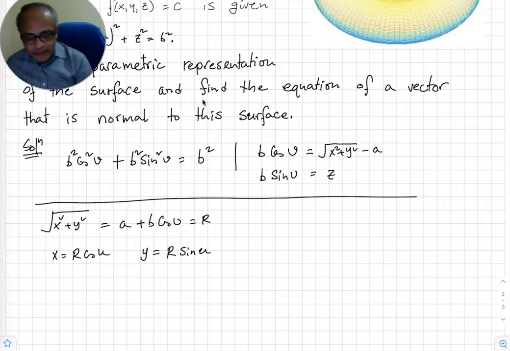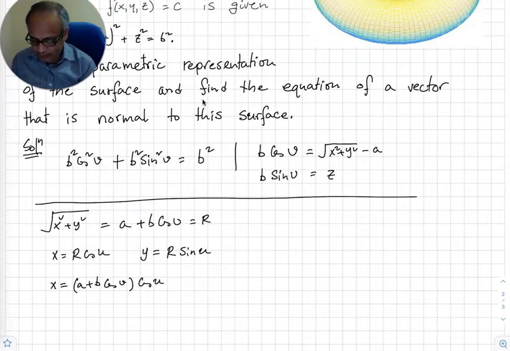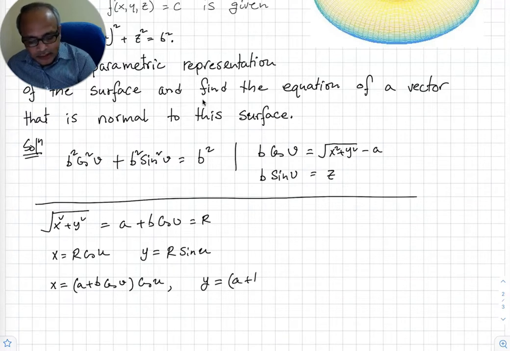Okay, so now let's recollect what I have done. I can see that x equals, instead of r, a plus b cos v, times cos u; y equals a plus b cos v times sin u; and z is b sin v.